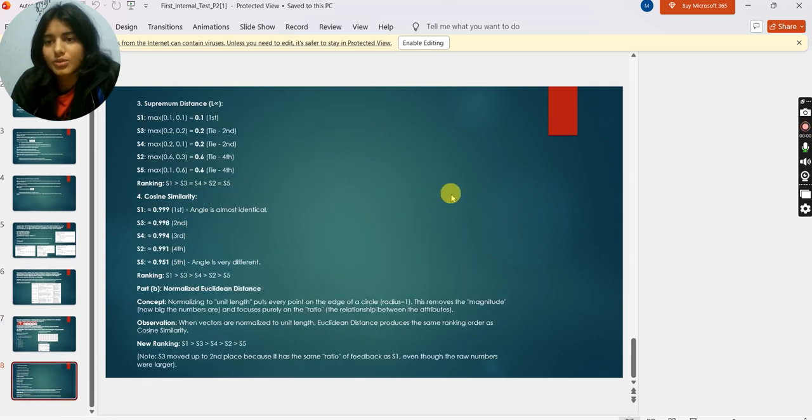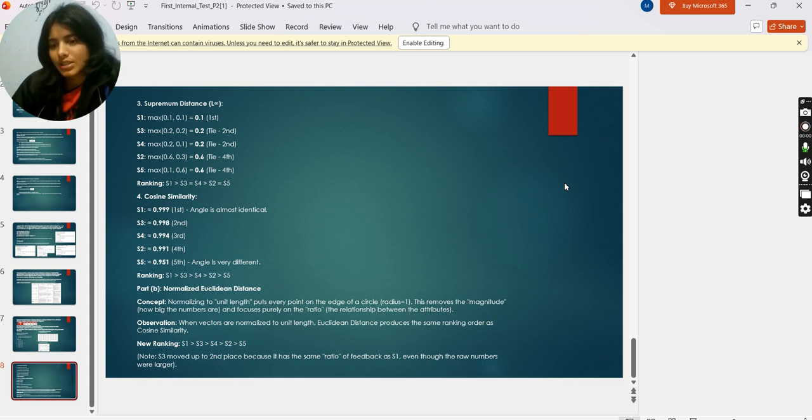Now we have supremum distance, L infinity, finding the max: S1 which is 0.1, S3 which is 0.2, S4 which is 0.2, S2. So basically S1, S3 and S4 are in the max. So we rank by the values. For cosine similarities, the S1 angle is most identical and the S5 angle is very different.